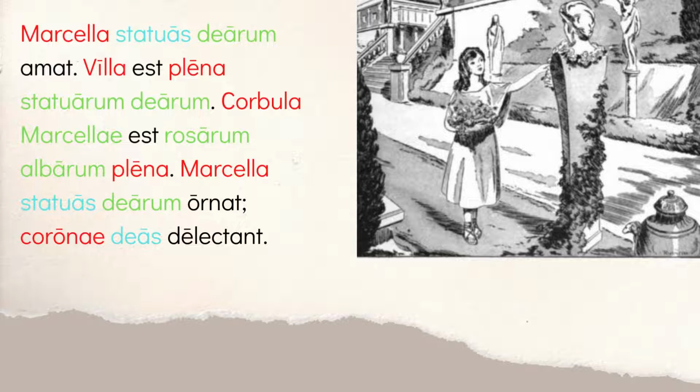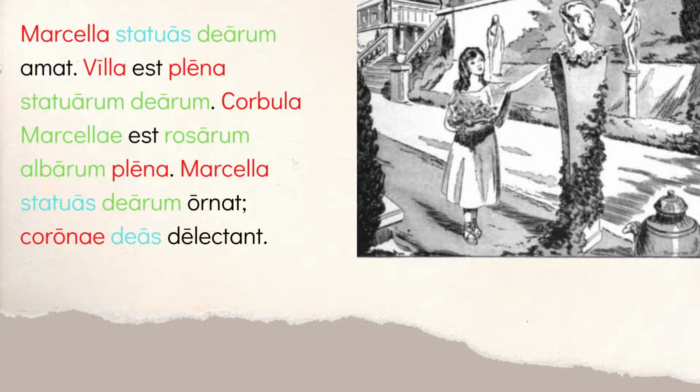So she likes the statuas, the statues, dearum. There's our genitive plural ending, right? The arum gives it away. So it's showing that the statues belong to the dearum, to the gods. So if you put this together, you're saying Marcella likes the statues of the gods. And if you look in the picture, she's approaching a statue. There's some in the background too. These are supposed to be statues of the gods, right?